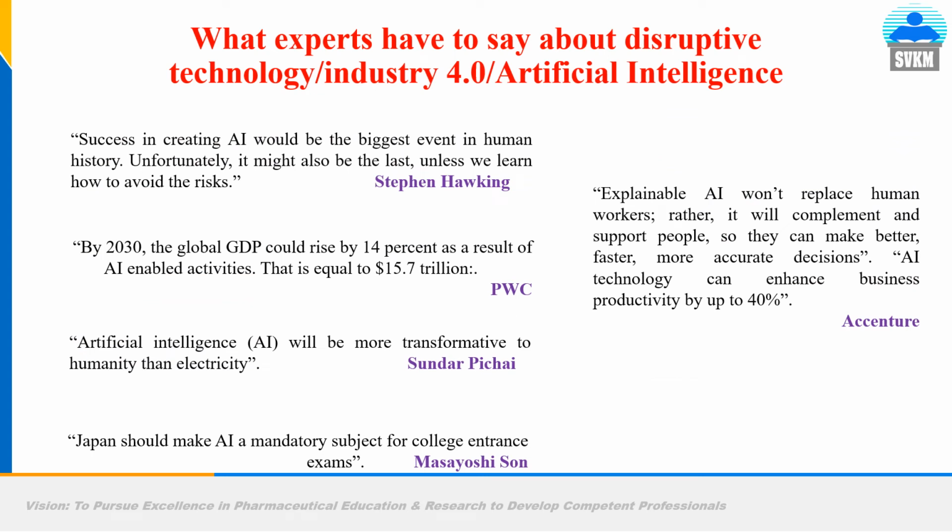So what do experts have to say about disruptive innovation? Hugely respected people are there: Stephen Hawking, who is no more; the world famous Big Four company PwC, PricewaterhouseCoopers; the CEO of Google, Sundar Pichai; the head at SoftBank, Masayoshi Son; and the world famous company Accenture. What are they saying about AI? For example, the analysis by PwC is that by 2030 the global GDP could rise by 14% as a result of AI enabled activities, which is equal to 15.7 trillion. Similarly, Sundar Pichai says AI will be more transformative to humanity than electricity. See the comments and the visionaries' opinions on this technology.